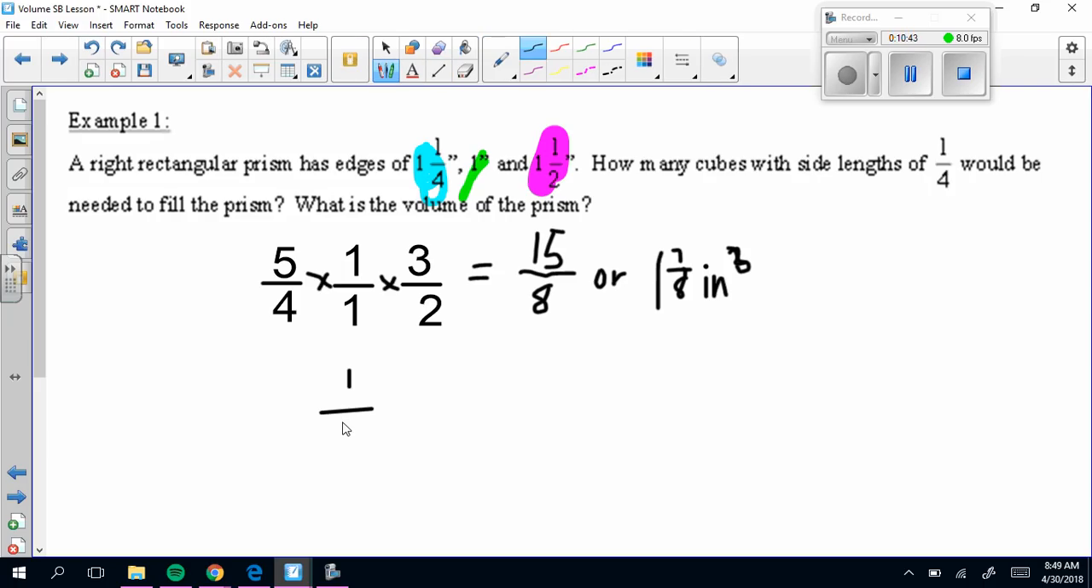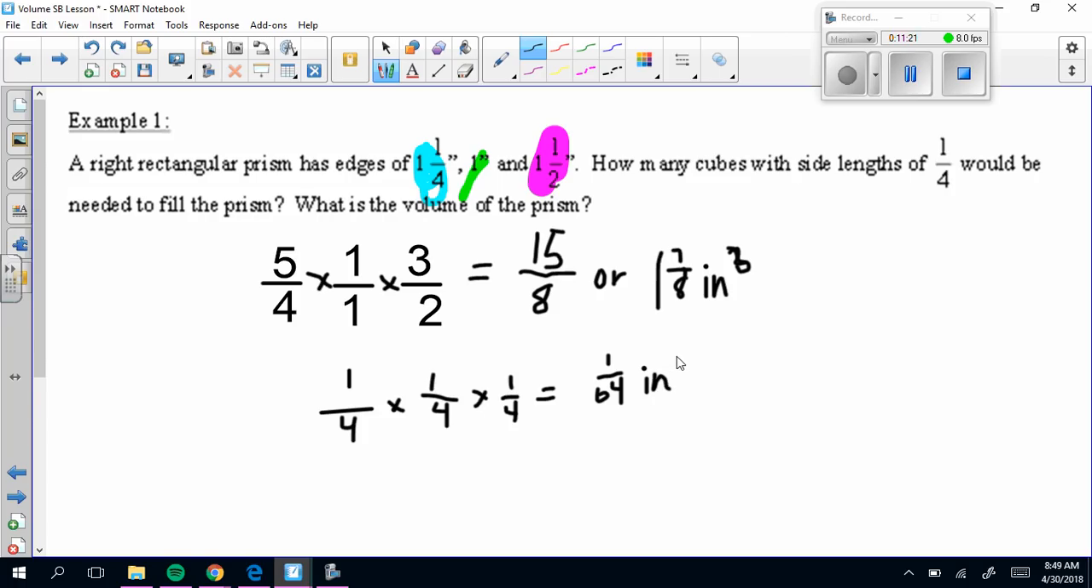It's going to be 1/4 times 1/4 times 1/4. Go ahead and copy that down. Now, like we know about length times width times height, the volume of this cube is going to be 1 over 64 inches cubed. That is the volume of one cube.